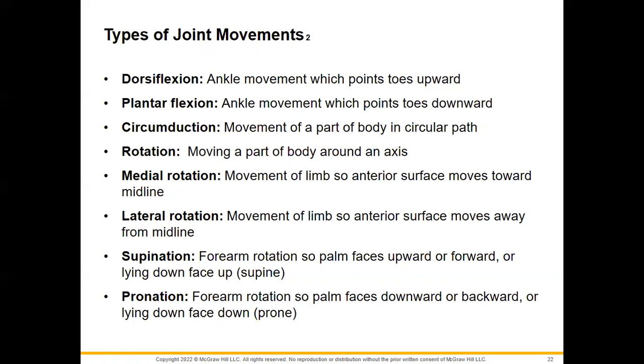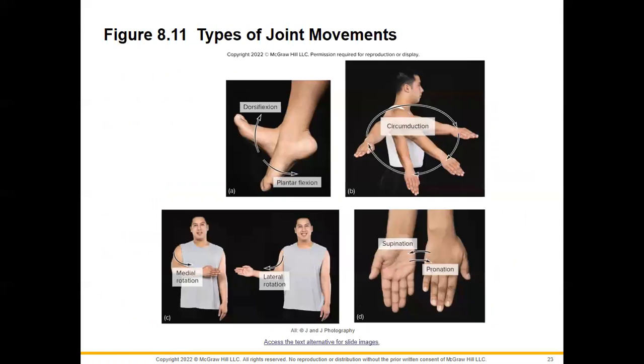Then you have your supination and your pronation. Supination refers to the position of the palms when the palms of your hands are facing up or forward, the way they are in anatomic position. That is supination. When your palms are facing downward or backwards, that is pronation. So supination, palms facing up, pronation, palms facing down.